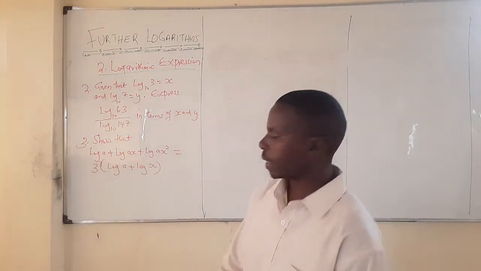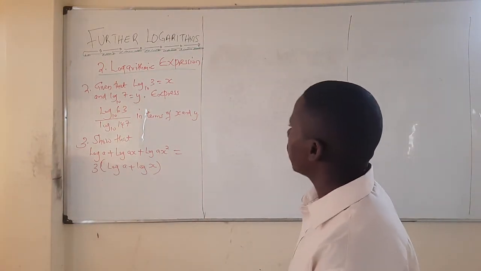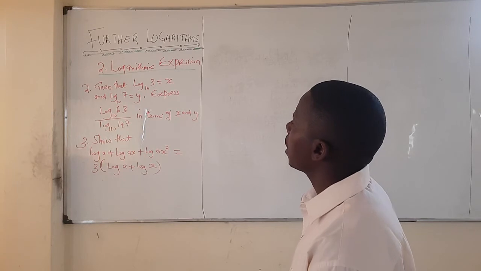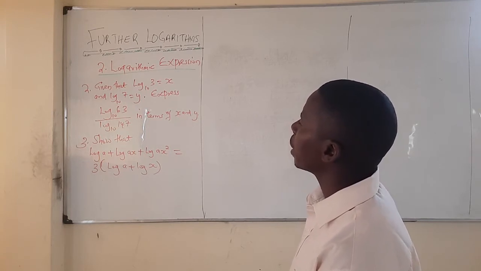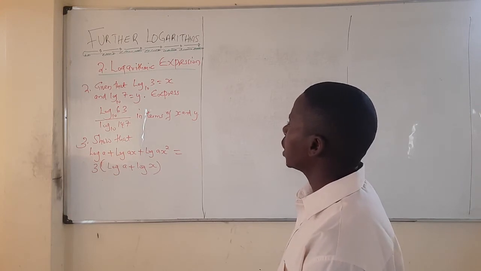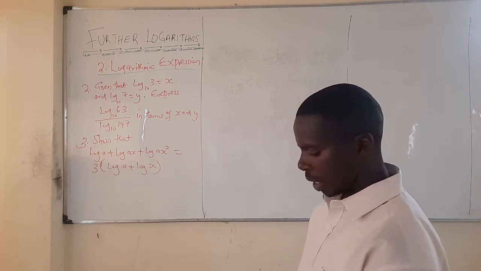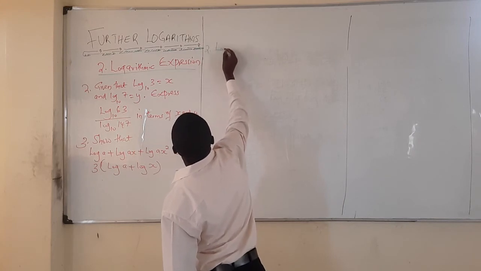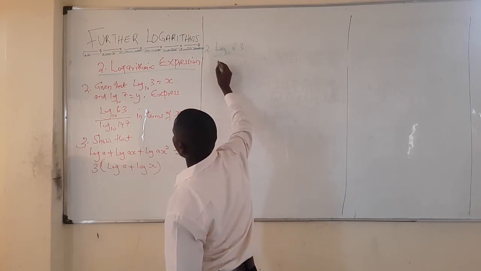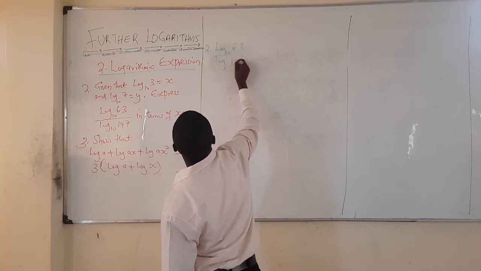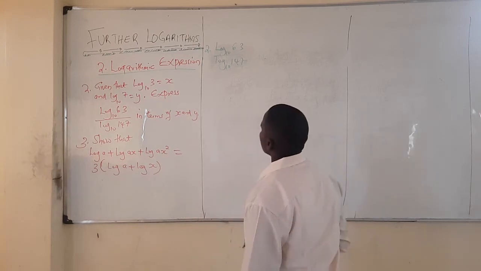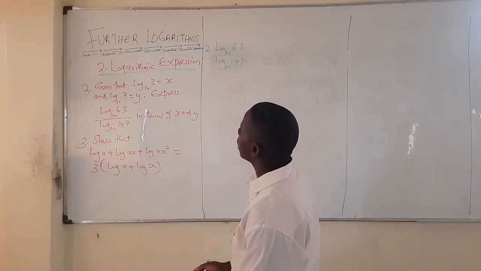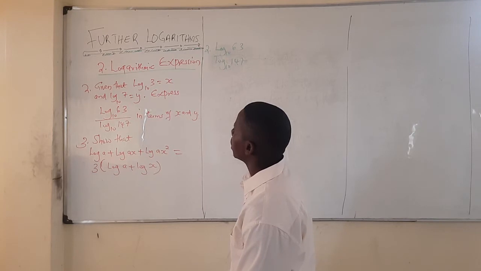So let's look at example 2. We are told that given that the log of 3 base 10 is x and the log of 7 base 10 is y, express the log of 63 base 10 divided by the log of 147 base 10 in terms of x and y. So we have the log of 63 base 10 divided by the log of 147 base 10. We have to express this in terms of x and y, where x is the log of 3 base 10, and the log of 7 base 10 is y.